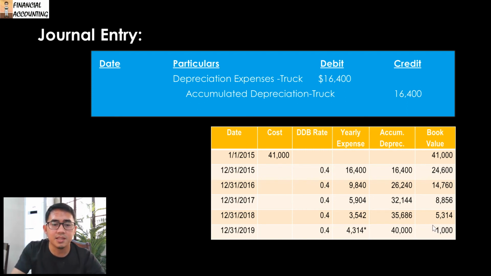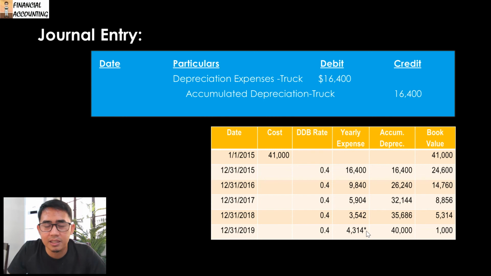Okay, so notice in this double declining balance that there are significant differences in the yearly depreciation expense. Okay, this is applicable to assets which decrease in usefulness over the years.